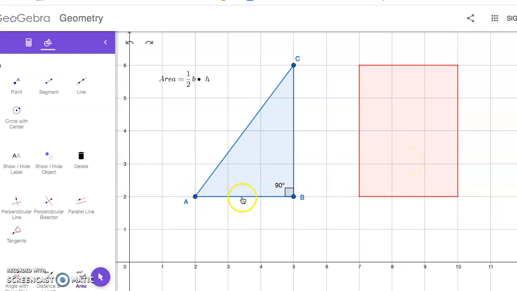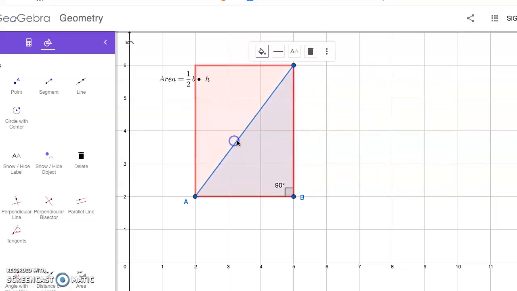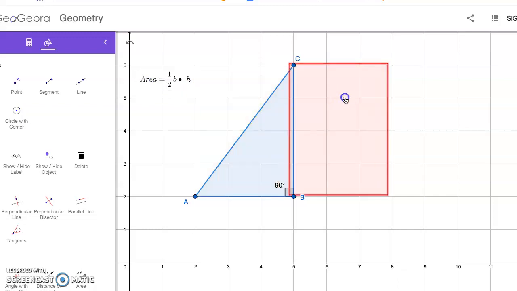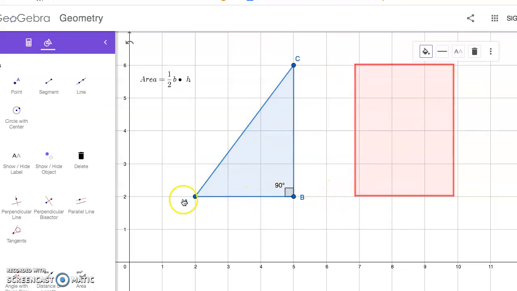Well, this triangle has a base of 3 and a height of 4, same as this rectangle. So when we multiply it by 1/2, that means that this triangle should be exactly 1/2 the area of this rectangle. And if we drag that over, we can see that, yes, indeed, this right triangle is exactly 1/2 the area of this rectangle. So with a right triangle, it's pretty easy to see how that works. This would be an area of 6. 3 times 4 is 12, times 1/2 is 6.